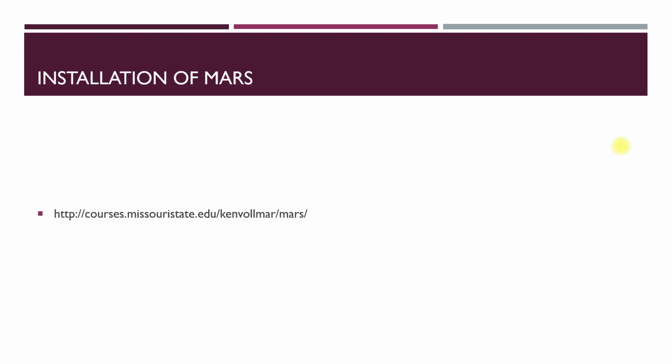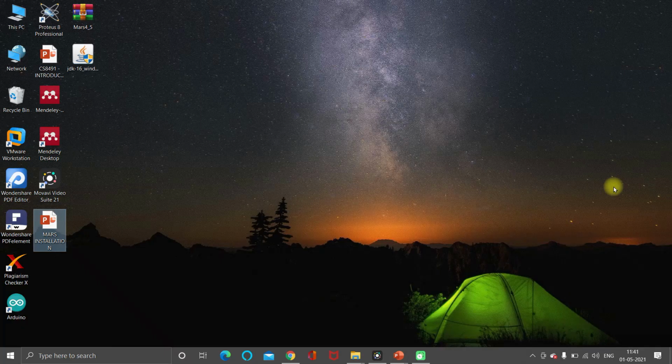Now we are going with the installation of Mars. Mars is a software platform which is used for running the instructions of MIPS, or running programs by using the MIPS instruction set. Mars is a platform or IDE that is used for executing programs by using MIPS instructions. And this is the website we have to go to for the installation of Mars. So I'll just go through this website now.